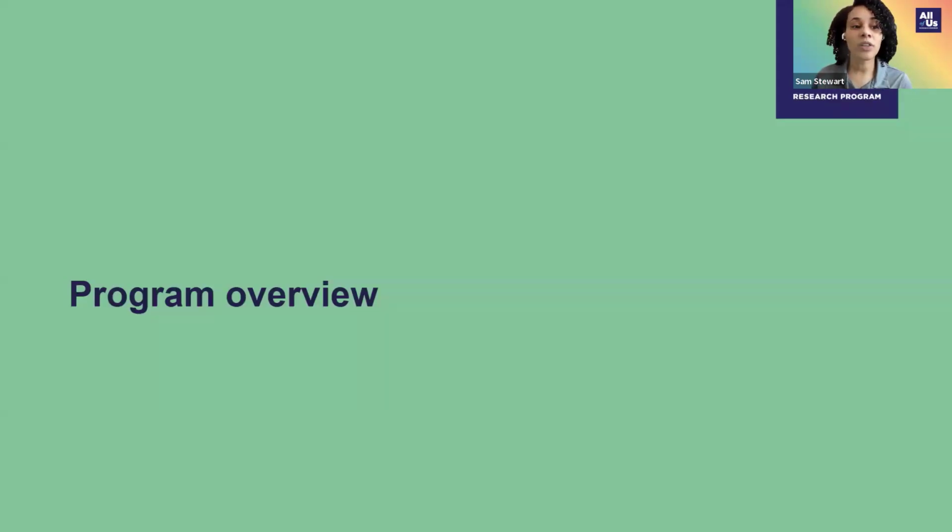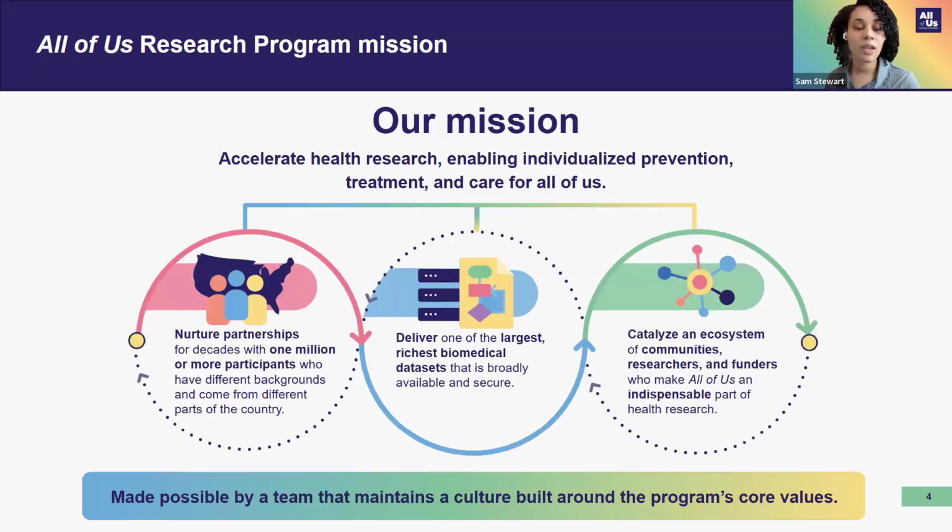So we'll start with going over the program as a whole. What is the All of Us Research program and the data that we have available? So the mission of the All of Us Research program is to accelerate health research by enabling individualized prevention, treatment, and care for all of us.